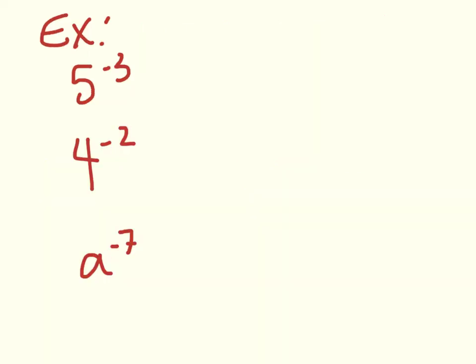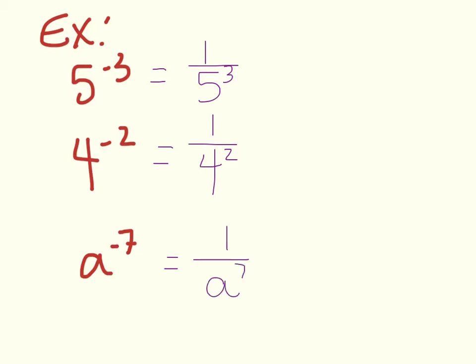All right, let's look at some examples. So if I have 5 to the -3rd, and I just want to write it with a positive exponent, I'm going to say, okay, so the reciprocal is 1 over 5, and change it to a positive power. The reciprocal of 4 to the -2nd is 1 over 4 to the second power. The reciprocal of a to the -7th is 1 over a to the 7th power.